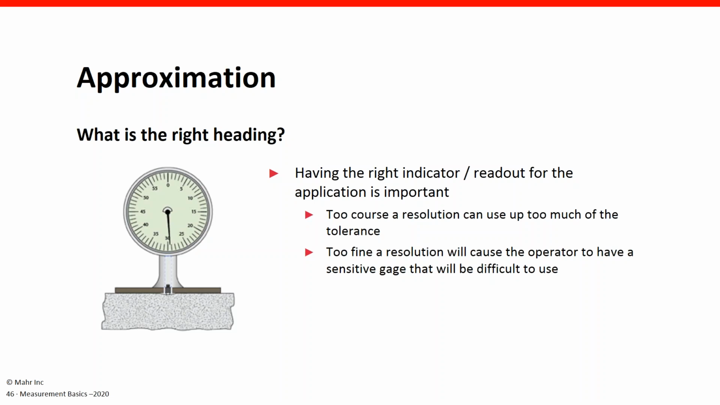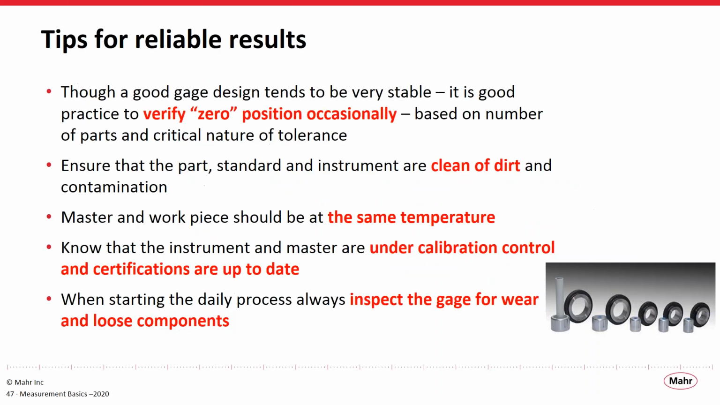Or if the gauge is not being used straight on and the operator is reading it from the side and the grads are too small, you can get a parallax error. Again, it's all from just reading the indicator and trying to guess at what the grads are saying. Approximation could be a big part of a measuring process. But once you understand all those things, there are some things that you can do to make sure that you get the most reliable results.